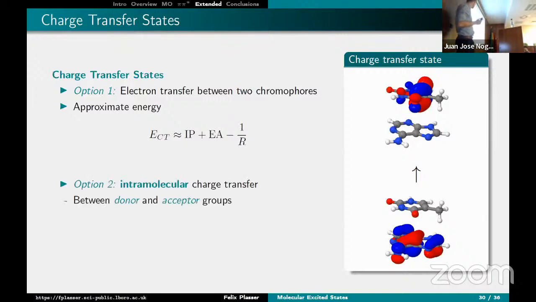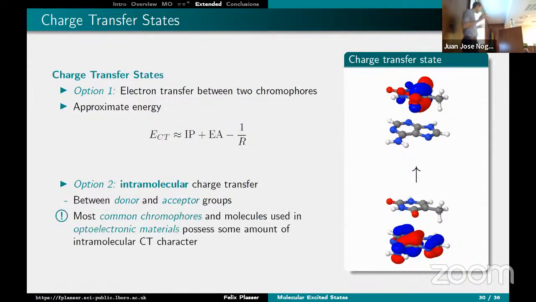And then option two is, of course, intramolecular charge transfer, where a molecule has donor and acceptor groups. And maybe the thing to say here is that if you think about most common chromophores, something like indigo or some kind of pH indicator, they all have some kind of donor-acceptor group, some charge transfer character. And if you think about organic materials, molecular materials, there's always some donor-acceptor group, some charge transfer involved. So just to realize that almost everything has some intramolecular charge transfer character that we use in technology.